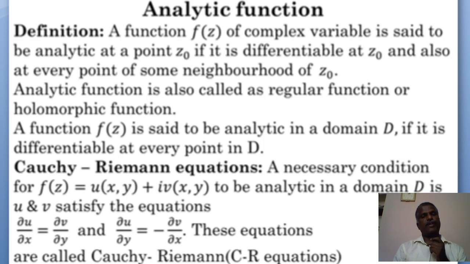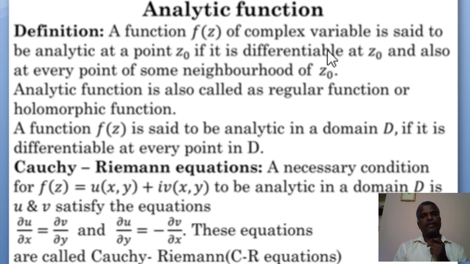What is an analytic function? A function f of z of a complex variable z is said to be analytic at a point z naught if it is differentiable at z naught and also at every point of some neighborhood of z naught. See here, the function f of z is said to be analytic if it is differentiable not only at z naught but also at every point of some neighborhood of z naught.